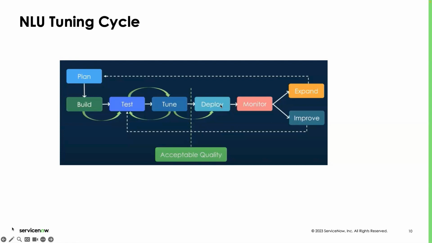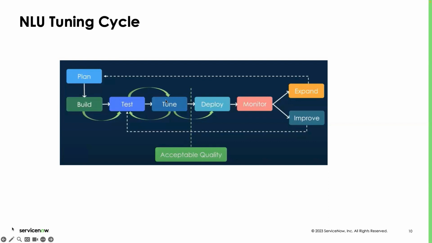With time, there is a requirement that you keep an eye on your model performance, and from time to time you need to tune your model so that you can have the best performance as you expected. So this is the cycle you can follow. Once you think it's the right time to tune, you can use a couple of tools within ServiceNow to check how your model is performing.